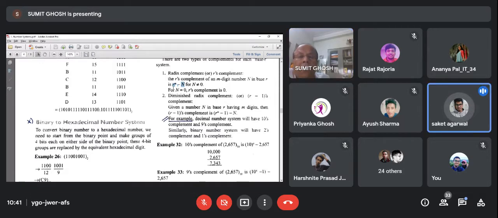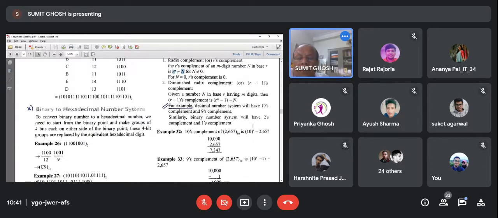10 to the power 4 minus 2657. Very good. Excellent. 10 to the power of 4 minus 2657. So 10 to the power of 4 is this. To subtract 2657, you get the tens complement of 2657 as 7343. Clear?